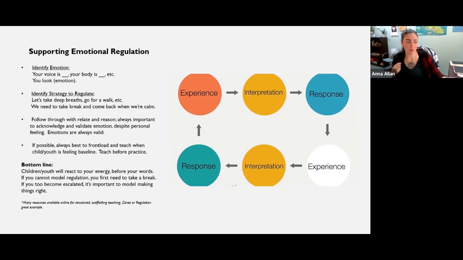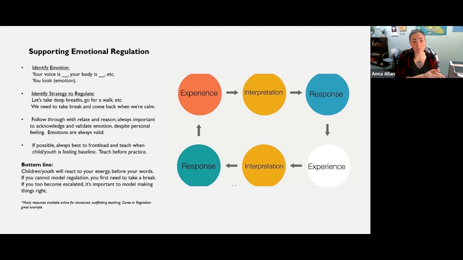ourselves and for our kiddos, we have an experience, where our brain interacts with our environment, right? We're experiencing something and then we interpret that experience, or we're interpreting that environment. Therefore, we have a response to that interpretation, right?